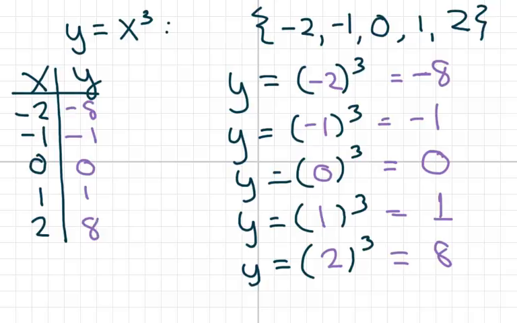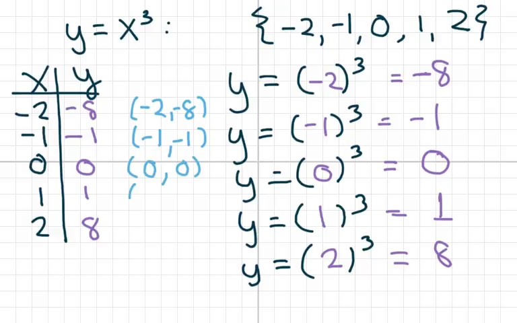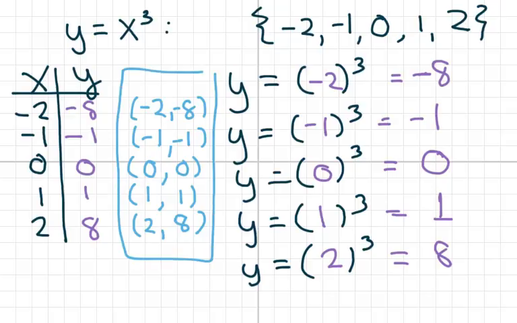And you want to write this as an ordered pair. That would be negative 2, comma, negative 8. Negative 1, comma, negative 1. 0, comma, 0. 1, comma, 1. And 2, comma, 8. All right. So you can remember these. They're pretty easy to remember.